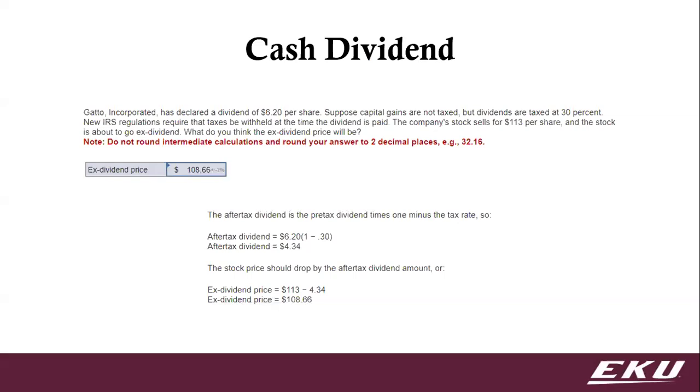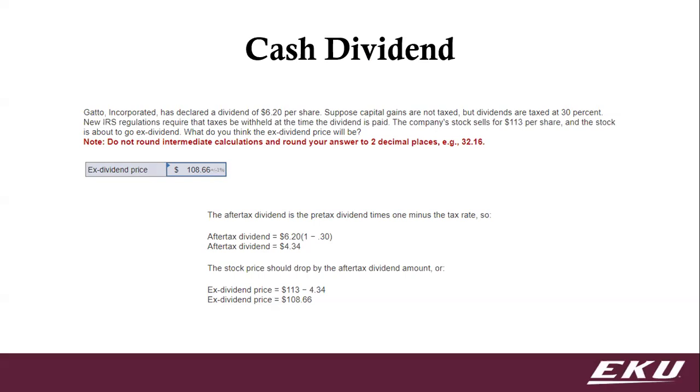Okay, and then this is a dividend problem. They declare a dividend of $6.20 a share. Capital gains are not taxed, but dividends are at 30%. The IRS says the taxes can be withheld at the time the dividend is paid. The stock sells at $113 per share, and the stock is about to go ex-dividend. What will be the ex-dividend price, right?